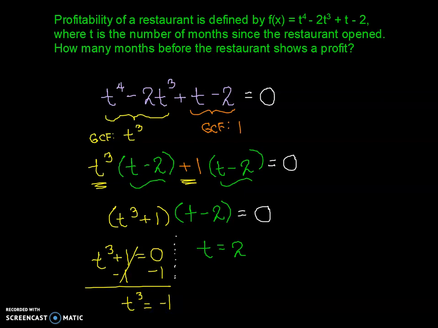So to get rid of a square, you use a square root, which means to get rid of a cube, you use a cube root. A cube root is nothing more than a power of 1 over 3. So if you type into the calculator negative 1 to the, in parentheses, 1 divided by 3 power, t will equal negative 1, which we know we can't use because time can't be negative. So what does this actually mean?